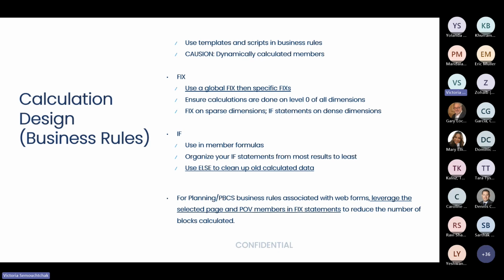The big one we've all heard, so I just put it here as a reminder, is fix on your sparse dimensions and if on your dense dimensions. Just to remind you all that that's still a good guideline. And then in terms of the if statement, the other reminder I wanted to put in here is please use it in your member formulas, not just in your calculation scripts, to limit the amount of cells that need to be populated, right? But the other part to this was the piece that I mentioned about the else.